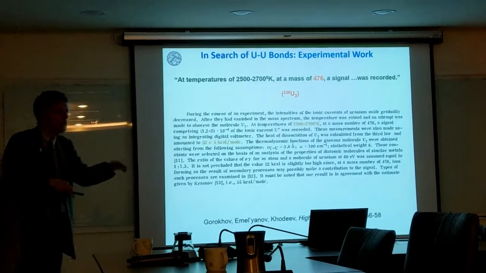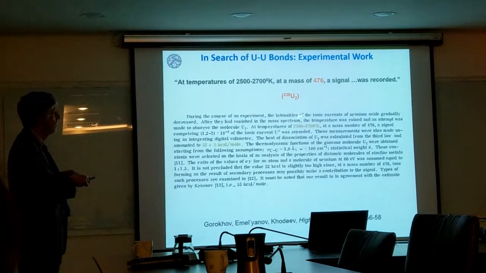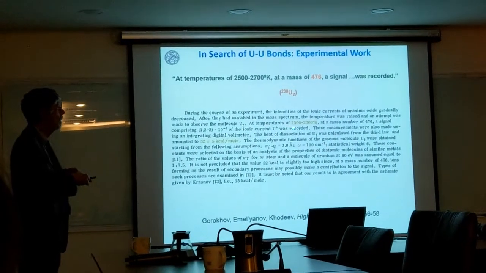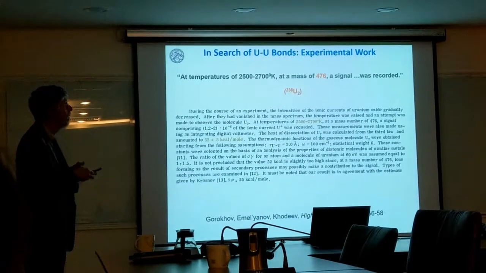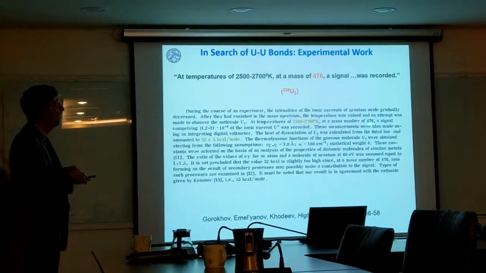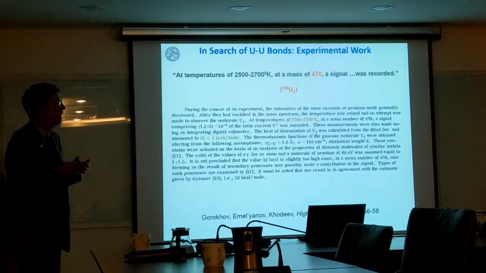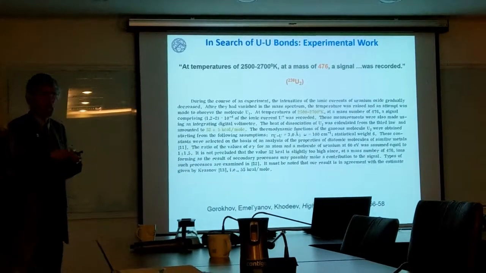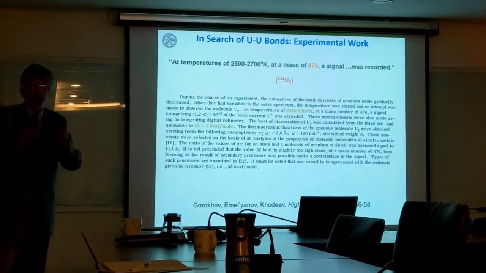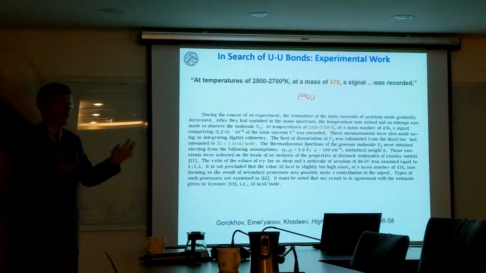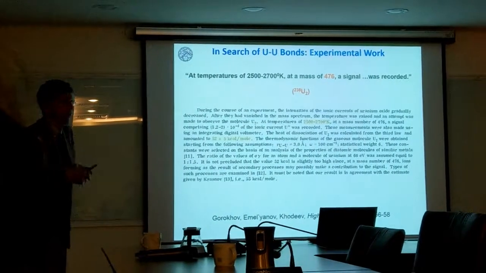There are no figures, but they claim that they took a sample of uranium oxide, they heated it at temperatures around 25 to 2700 Kelvin. They see a mass at 476, which of course corresponds to the uranium-2 molecule, 238 times 2, right? That's all that I could find in the literature to say that the uranium-2 molecule should exist, experimentally.